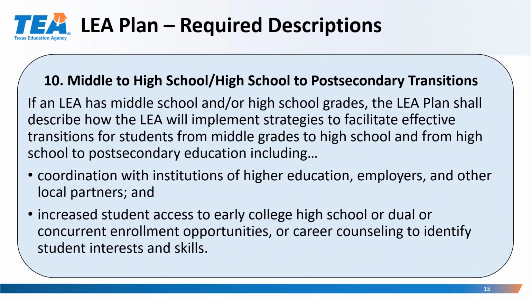If an LEA has middle school and/or high school grades, the LEA plan must describe how the LEA will implement strategies to facilitate effective transitions for students from middle grades to high school and from high school to post-secondary education, including any coordination with institutions of higher education, employers, and other local partners, and increase student access to early college, high school, or dual or concurrent enrollment opportunities, or career counseling to identify student interests and skills.